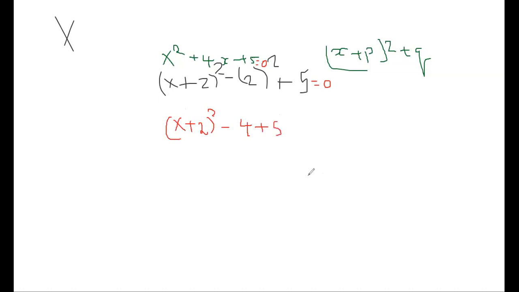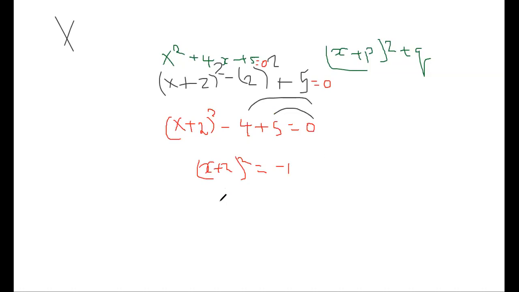Now do I square root it? Yes? It is equal to 0. Now do I square root? So then now do I bring these two to the other side? Did I square root both sides? Yeah. So when you do that, you're having x plus 2 squared is equal to 4 minus 5. The final result is minus 1.